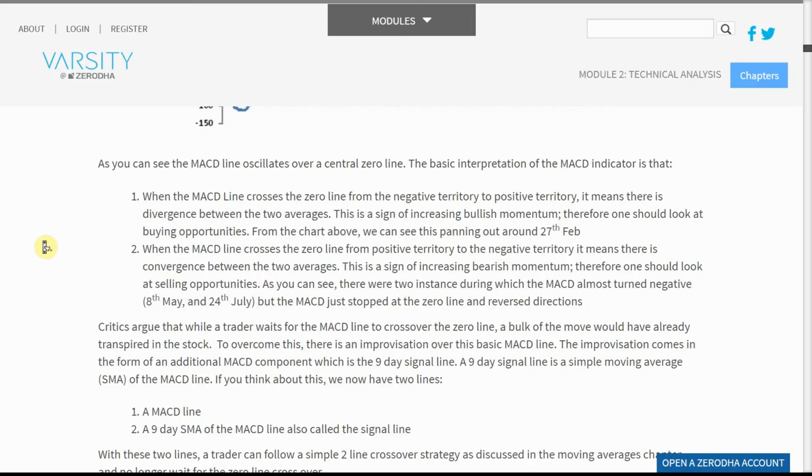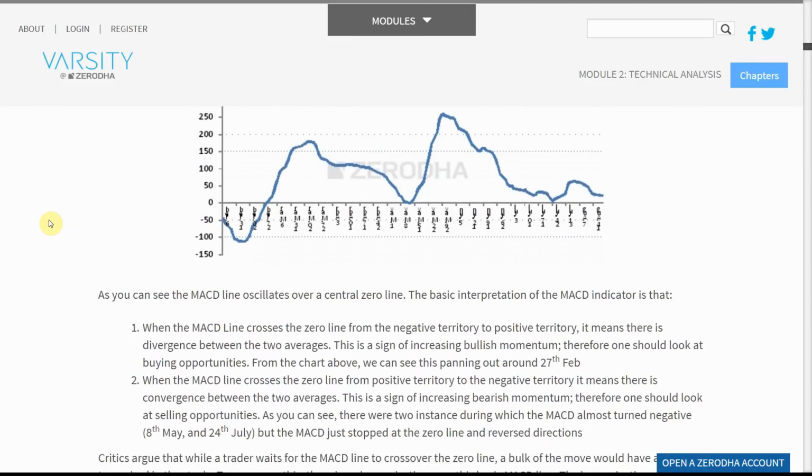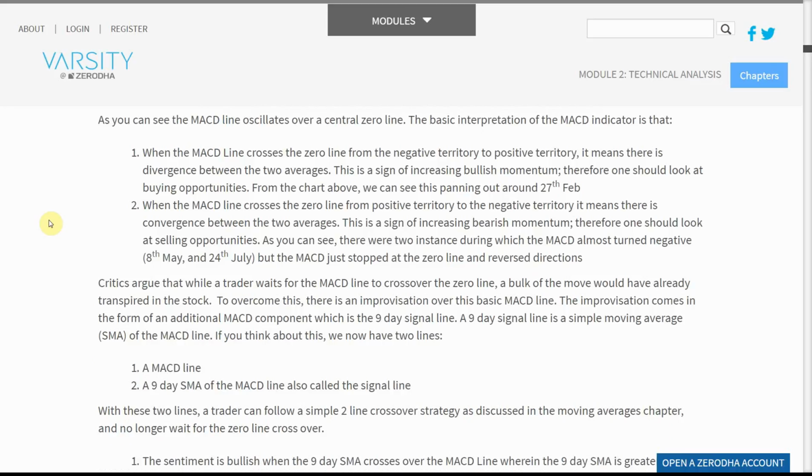When the MACD line crosses the zero line from positive territory to negative territory, it means there is convergence between the two averages. This is a sign of increasing bearish momentum. Therefore, one should look at selling opportunities. As you can see, there were two instances during which the MACD almost turned negative, the 8th of May and the 24th of July, but the MACD just stopped at the zero line and reversed directions.